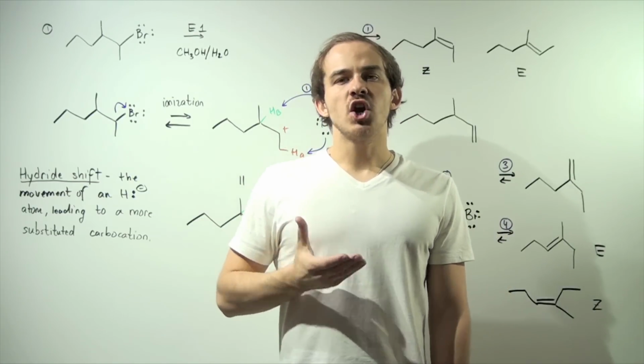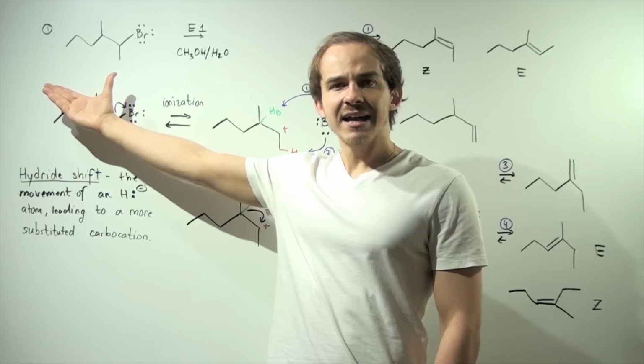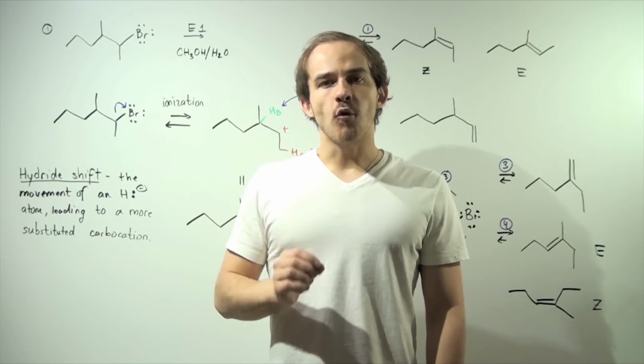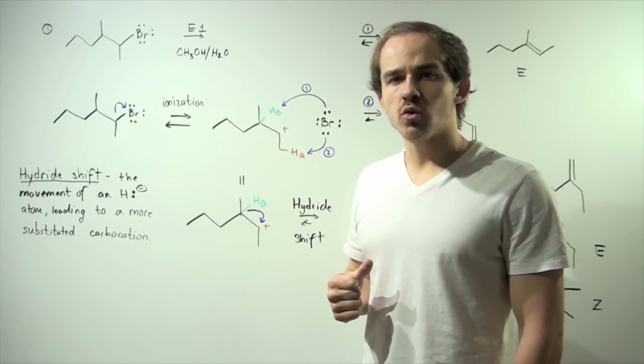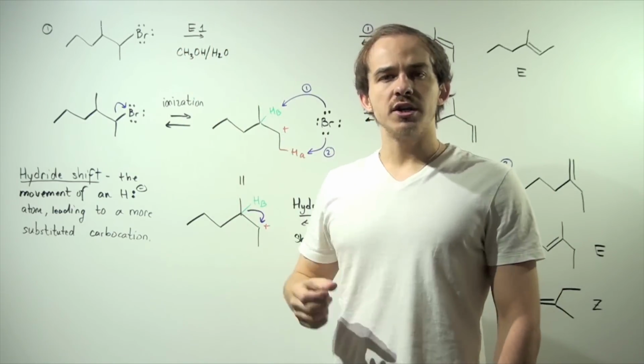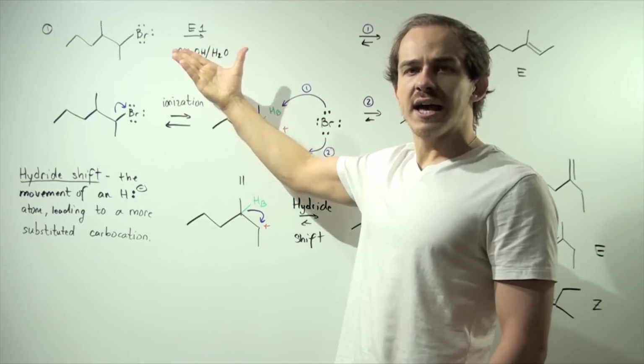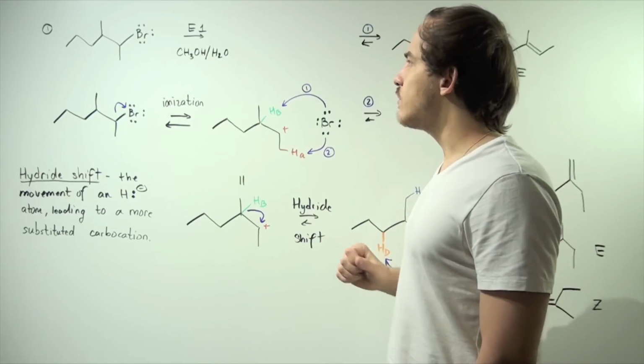In this lecture, we're going to begin with the following reactant, and our goal will be to find all different types of products that can form when this reactant undergoes the elimination or E1 reaction. So in this reaction, we have water and alcohol as our solvent. So let's begin with the first step.